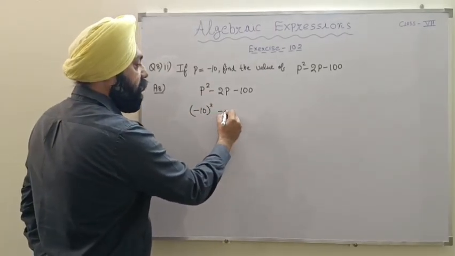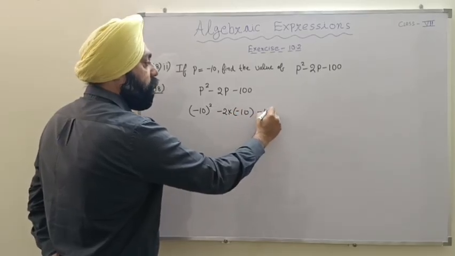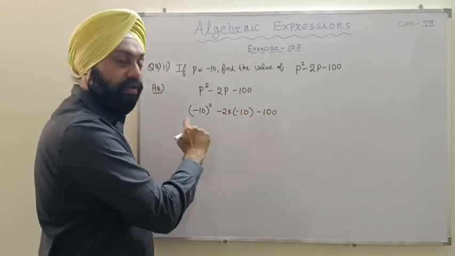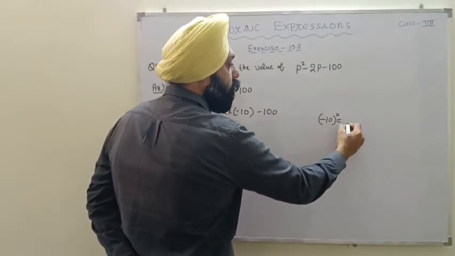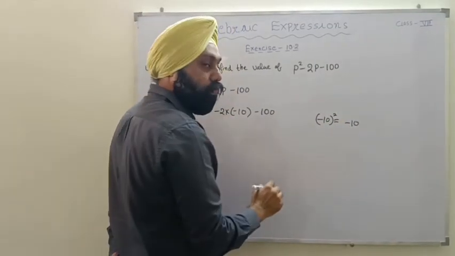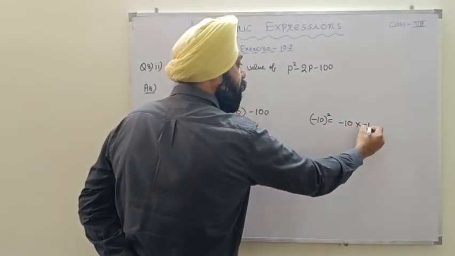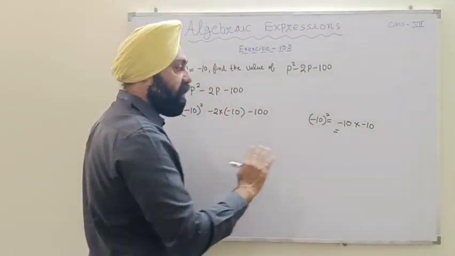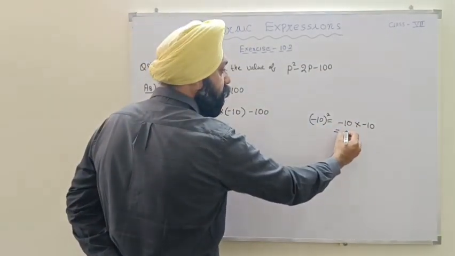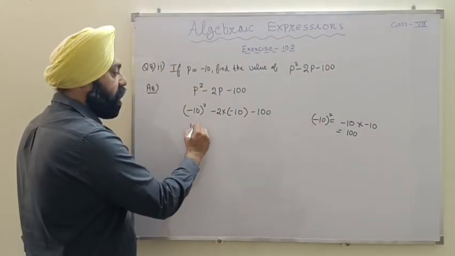Minus 10 square minus 2 into minus 10 minus 100. Now we will first solve this minus 10 square. Minus 10 square is equal to, because the power is 2, we will multiply minus 10 by itself 2 times. So minus 10 and minus 10. Again count the number of minus signs, they are 2, 2 is even, so the answer will be positive. So 10 into 10 will give 100. So minus 10 square will give positive 100.